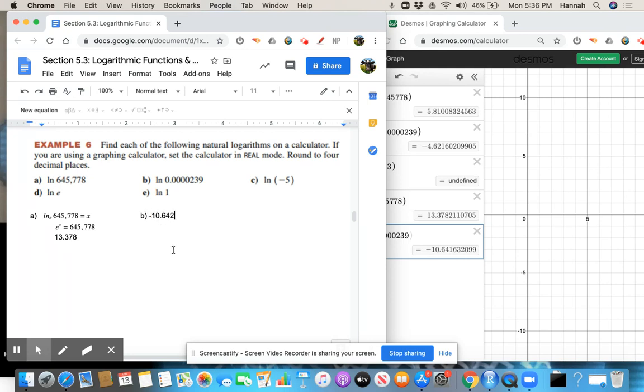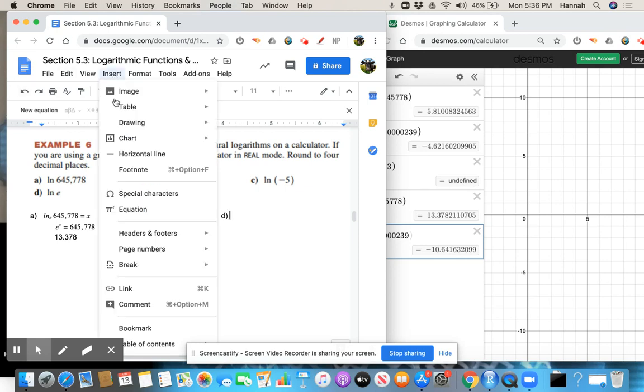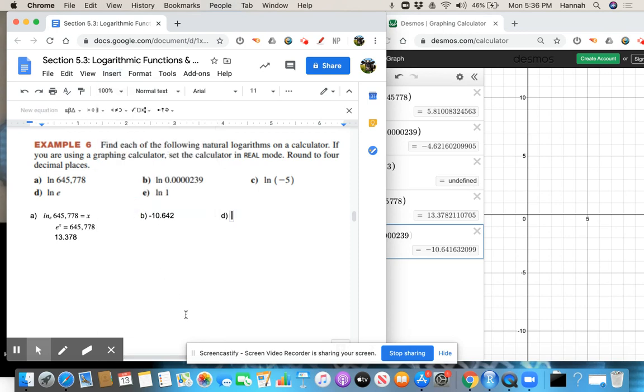Okay. Very last example I want to do with you is letter D, and I want you to think about this one. We can do letter D with Desmos, absolutely, but I want to show you how to do it by hand as well. So think about what you've got here. So you have natural log. It doesn't have a base. Because it's a natural log, it's understood to be e. So we have natural log base e of e equals something. We don't know what it is yet.